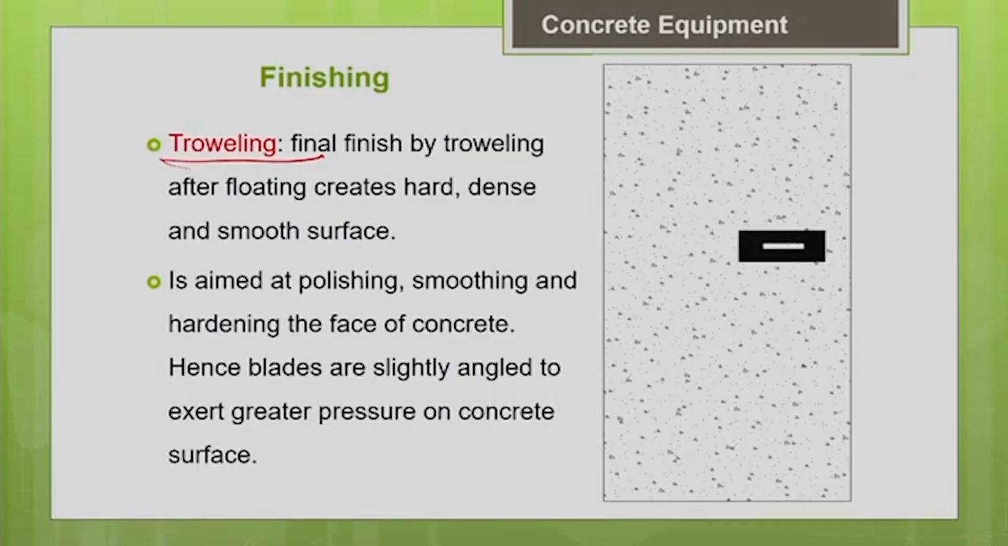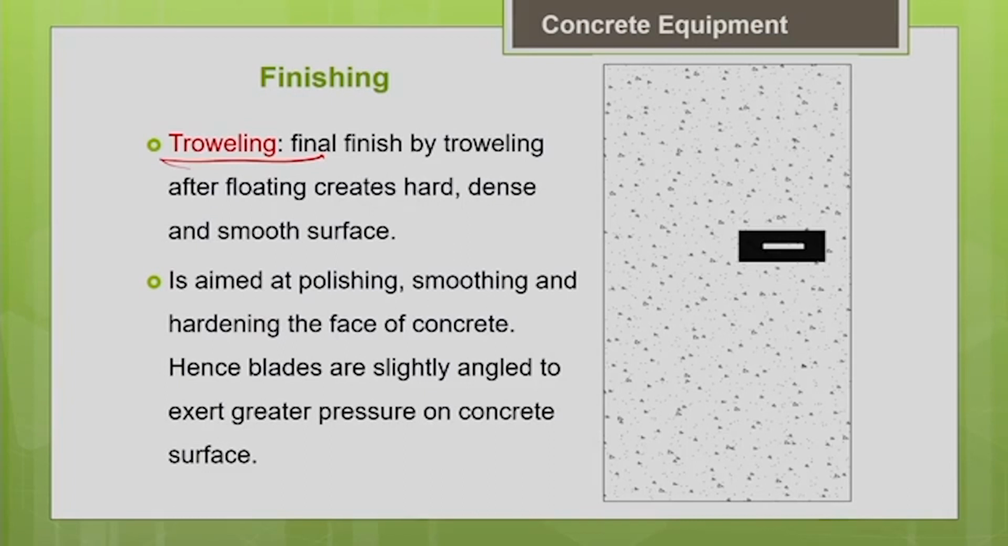By the time the concrete would have dried up and attained its final set. It will be closer to its final setting. It would have hardened a little bit. That is why we need to apply more pressure to the concrete to obtain the desired smooth or polished texture. For that you have to angle the blade and use it. The same tool, you just angle the blade.